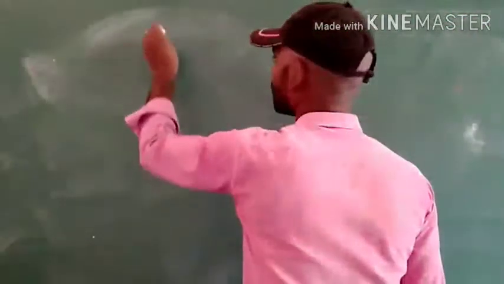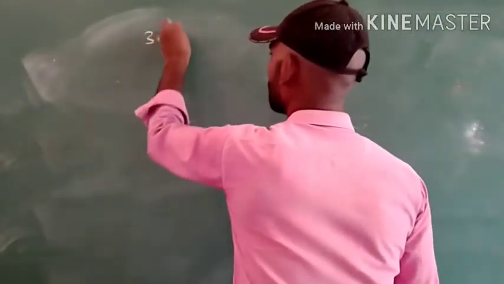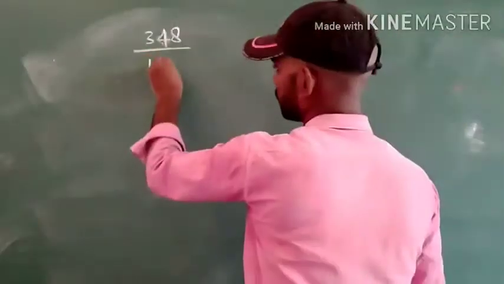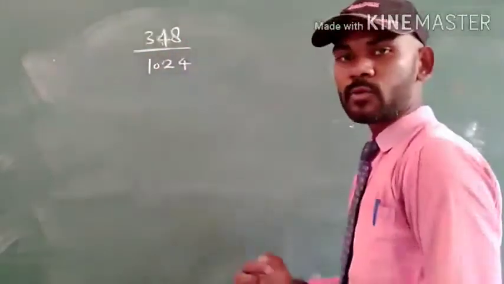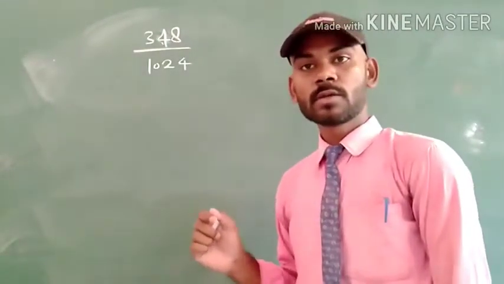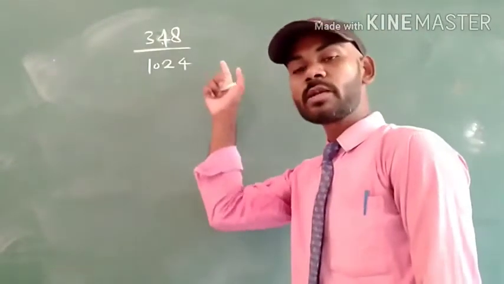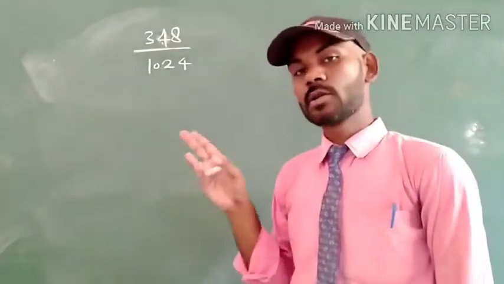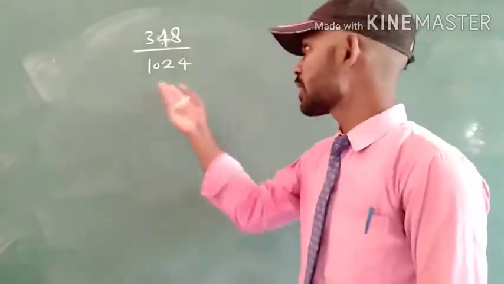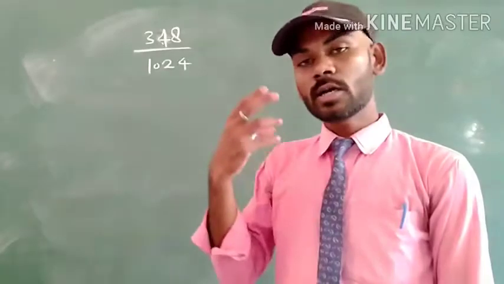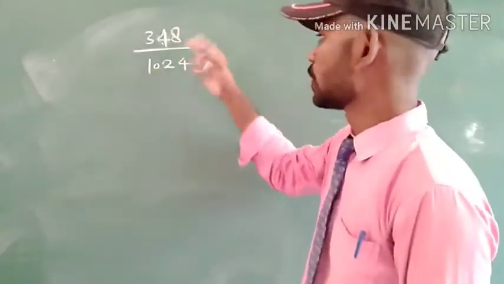The next question is 348 upon 1024. We have to find out the lowest form of this fraction by dividing numerator and denominator by its greatest common factor. So in order to write down the simplest form of this fraction, first of all we have to find out the HCF of these two numbers.